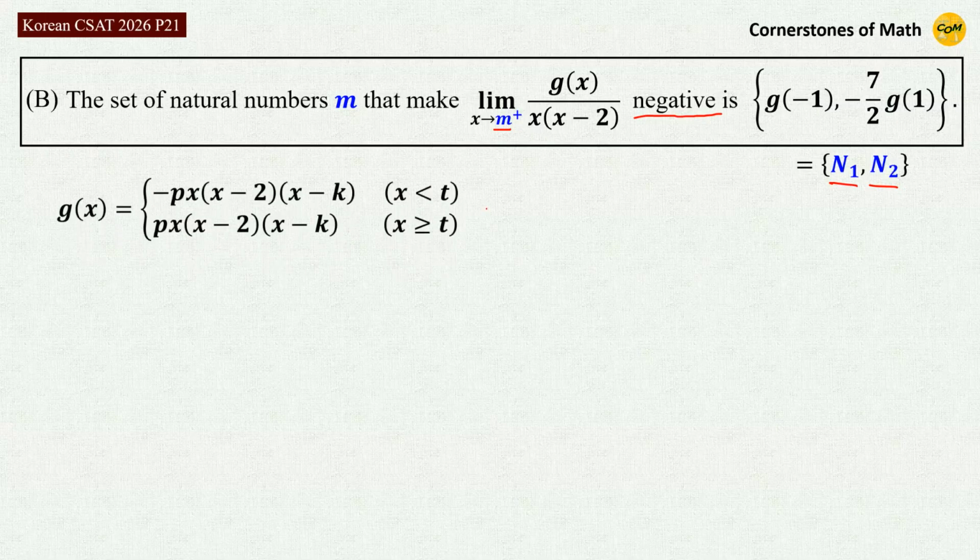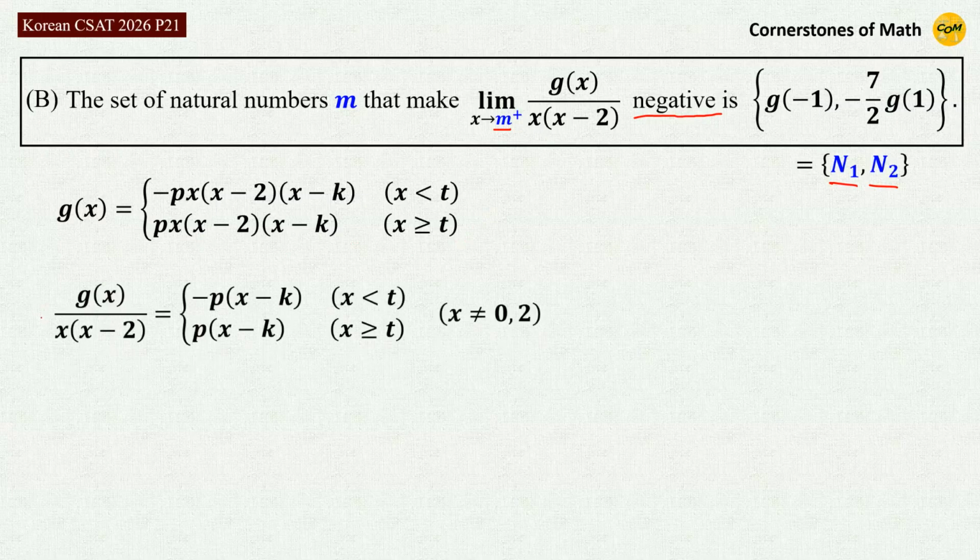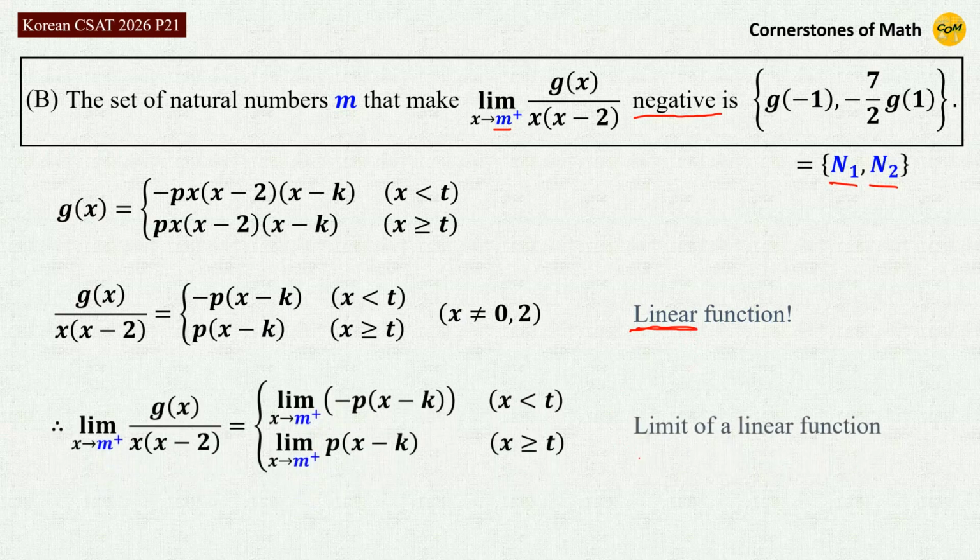Using the previously obtained expression for f of x, g of x can be expressed like this. And if we divide this by x times x minus 2, the function becomes minus p times x minus k when x is less than t, and p times x minus k when x is greater than or equal to t, which is a linear function. Therefore, the seemingly complicated limit given in the problem is simply the limit of a linear function, which is quite easy to handle graphically.